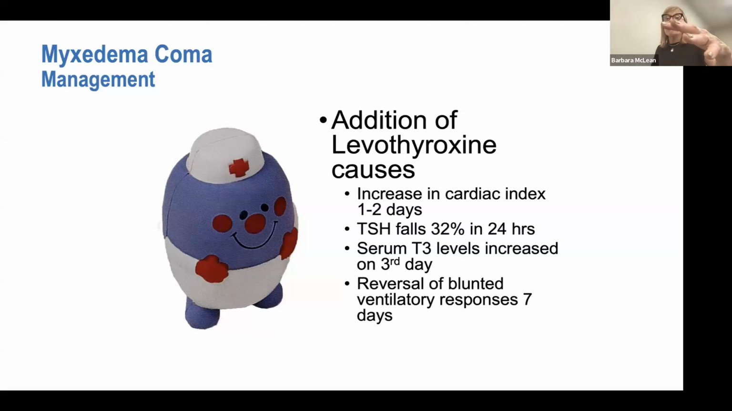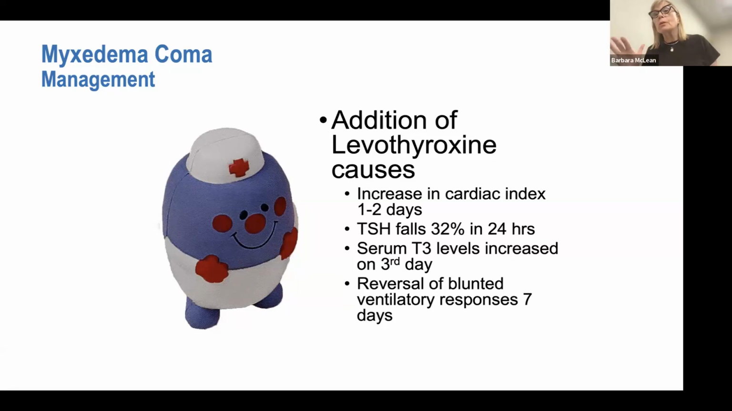Over the next 24 hours, your TSH, which in this case will be very high, your T4 and T3 are very low, TSH is very high. As I give you thyroid hormone, your TSH will start to come down, and your T3 levels will start to come up. That's typically around day 3 or day 4. And you now can recover your ventilatory response to carbon dioxide or lack of oxygen. That'll happen at around 7 days.